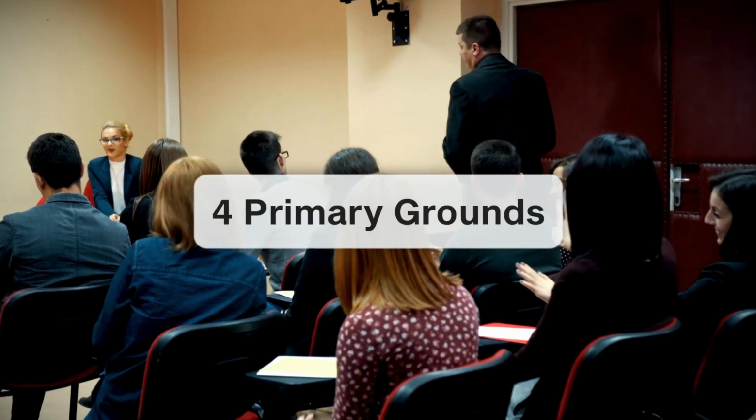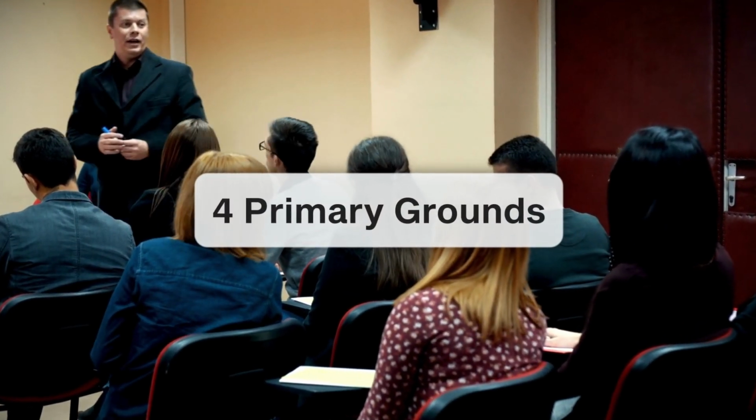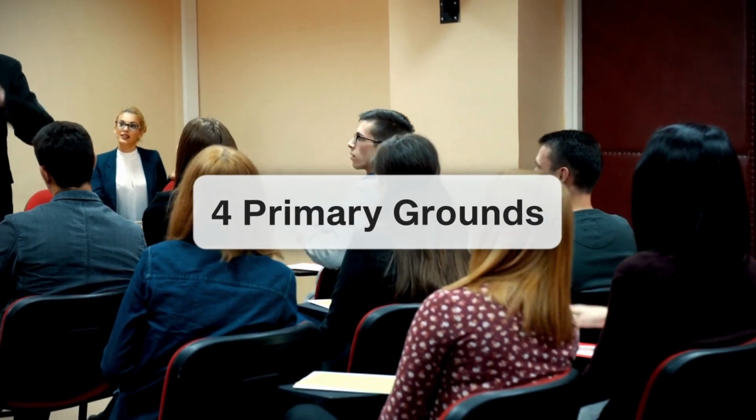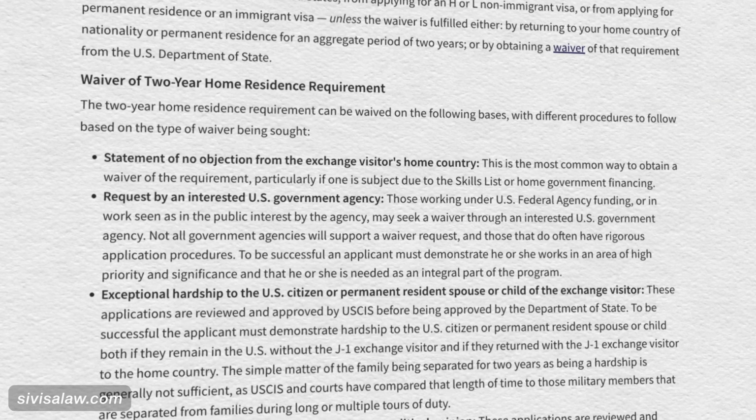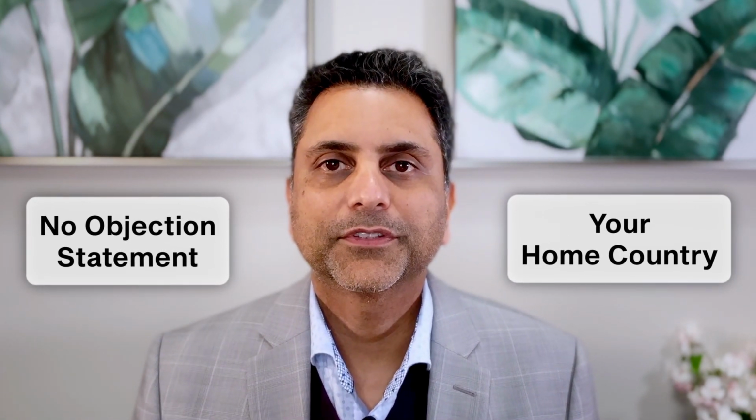There are 4 primary grounds under which teachers, academics, and researchers can apply for a J1 waiver, each with its own set of requirements and procedures. Let's look at one of the more straightforward ones, and that's the no objection waiver. With the no objection waiver, you need to get a no objection statement from your home country in order to be able to stay in the United States.